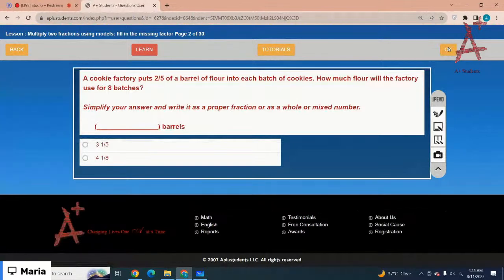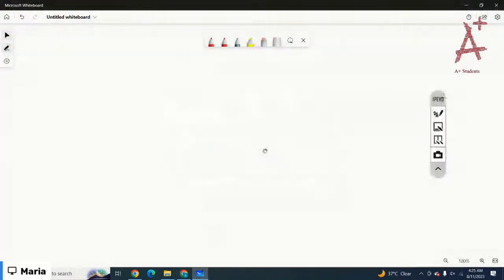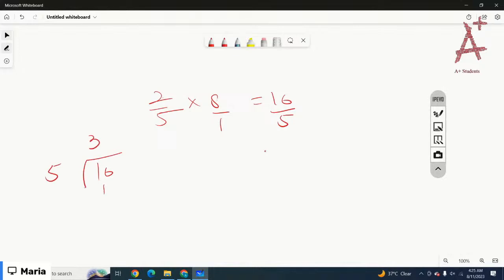A cookie factory puts 2/5 of a barrel of flour into each batch of cookies. How much flour will the factory use for 8 batches? So which is the correct option? You have to calculate 2/5 of 8, right? So just multiply them. 8 times 2 is 16 and 5 times 1 is 5. So let's just divide 16 by 5. 5 times 3 is 15. 16 minus 15 is 1. So the answer is the whole number 3 and 1 out of 5. The correct option is 3 whole 1/5. Very good.